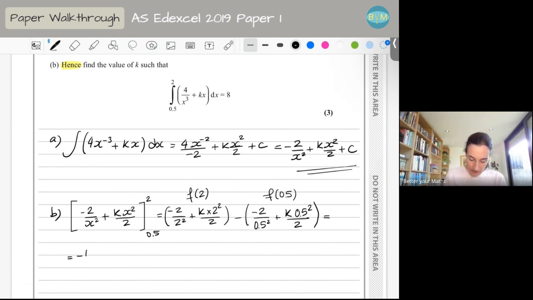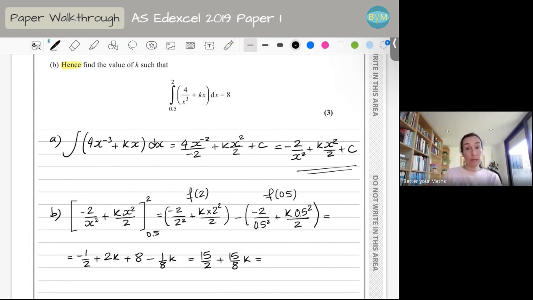So we have the minus 1/2 here plus 2k, then minus minus is going to be plus 8, and minus 0.5 squared divided by 2 is 1/8, so minus 1/8 of k. So I have 15 halves. I'm just putting together the numbers and the k's. 2k minus 1/8 is 15/8, so plus 15/8 of k. And this is going to be equal to 8.